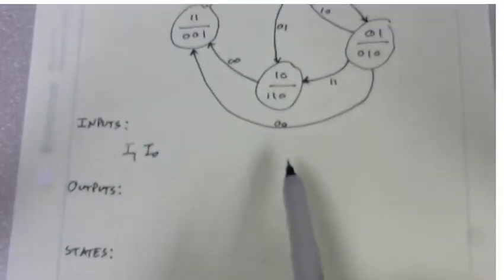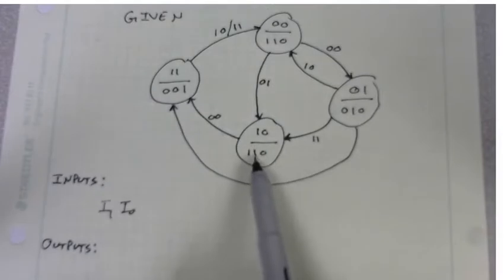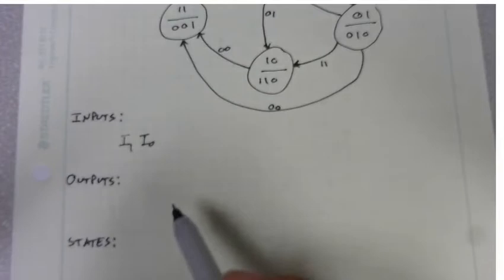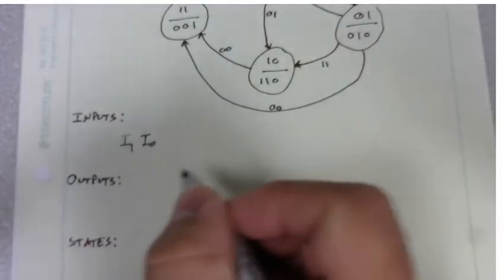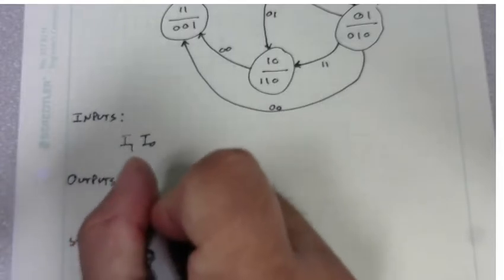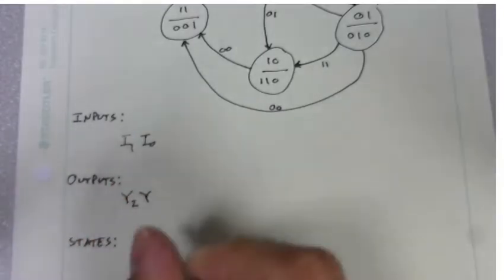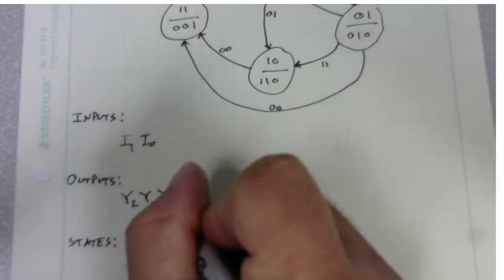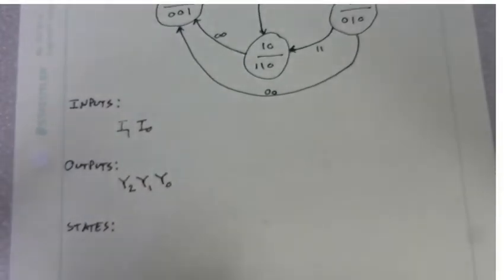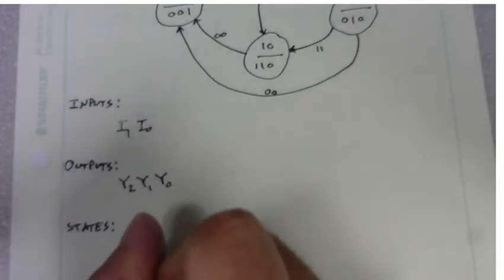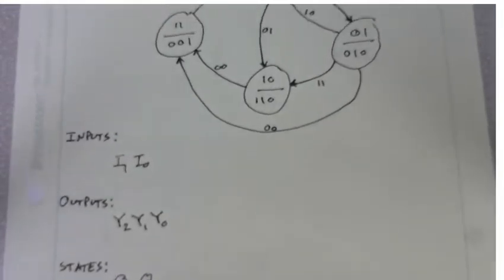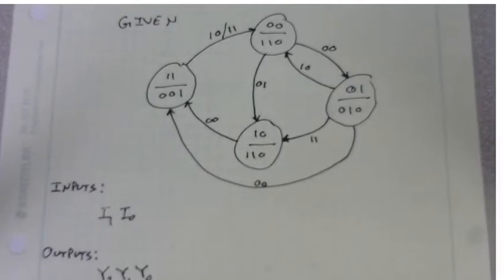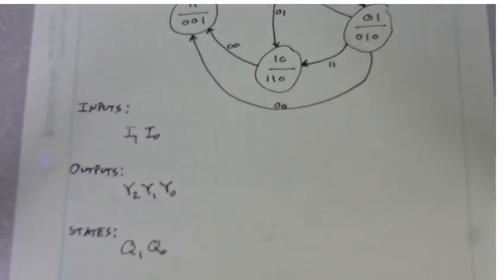It looks like we have three outputs, 1, 2, 3. Let's call those, I don't like to call them O1, O2, and O0 because that's confusing with all the ones and zeros. So we'll just do Y2, Y1, and Y0. And then our states, the normal designation for states is Q1, Q0. Q represents flip-flops, and that's what we're going to use to build this state machine. So that's our inputs and outputs.